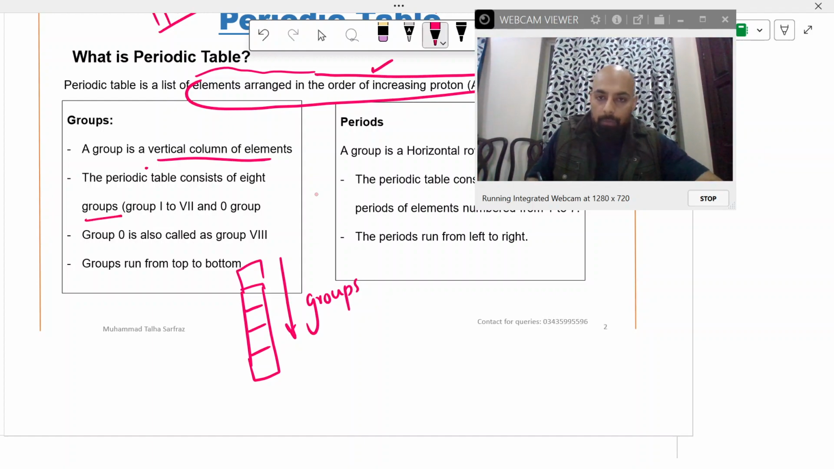It should be very clear to all of you that in the periodic table there are 8 groups, group 1 to 7 and group 0. Group 0 is also called group 8, which are basically the noble gases. So groups run from top to bottom. These things should be kept in mind.